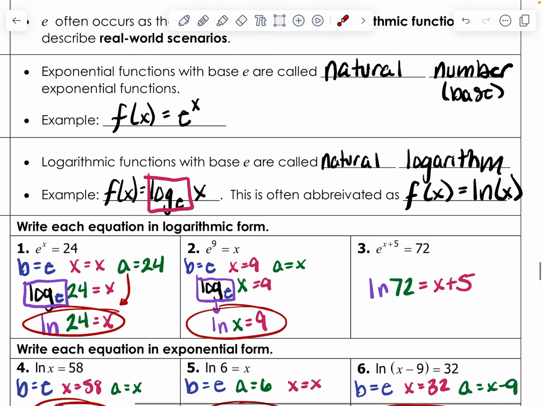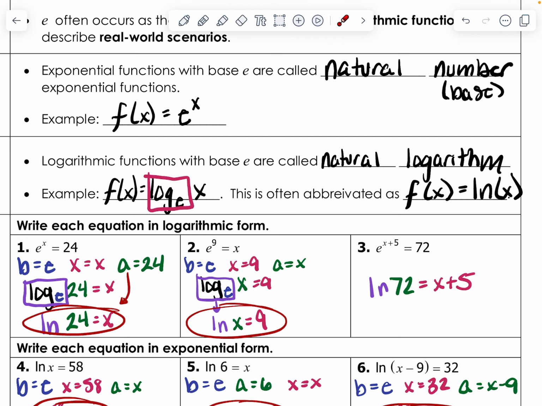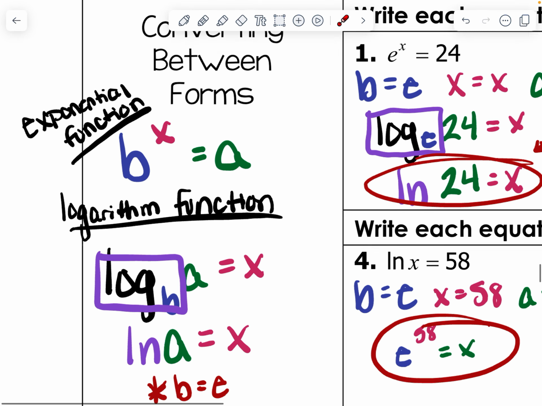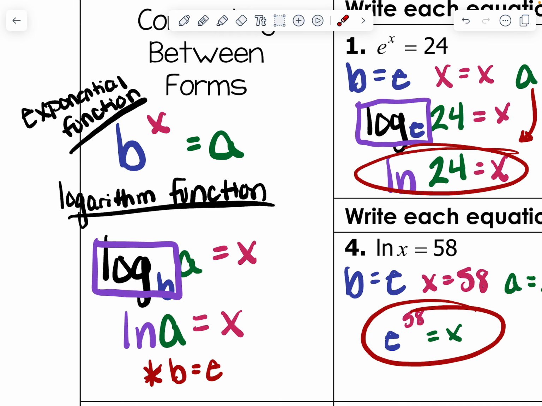All right, so we are going to talk really quick about our exponential functions. As a reminder, we have b to the x power equals a for an exponential function, and the logarithm function, which is the inverse or the opposite of an exponential function, is log base b of a equals x. But for a natural base function with that letter e, rather than writing e, we use the ln abbreviation, the natural log abbreviation, but a and x stay in the same place. We just don't write log base e, we just write natural log instead.